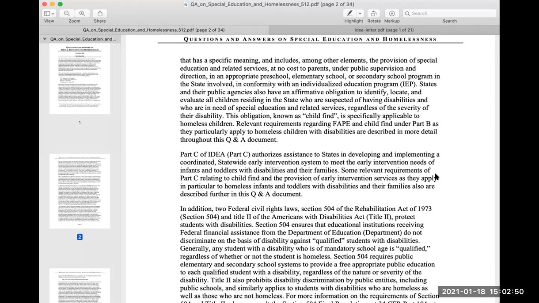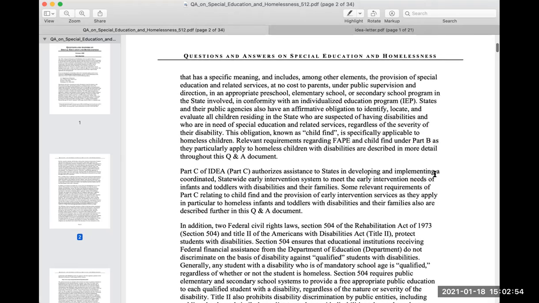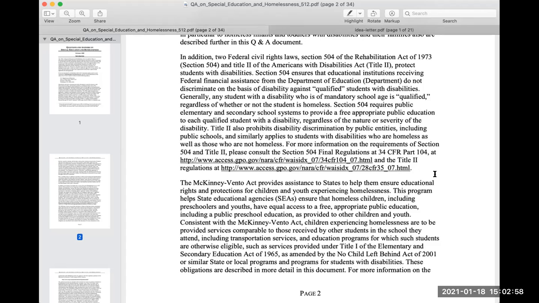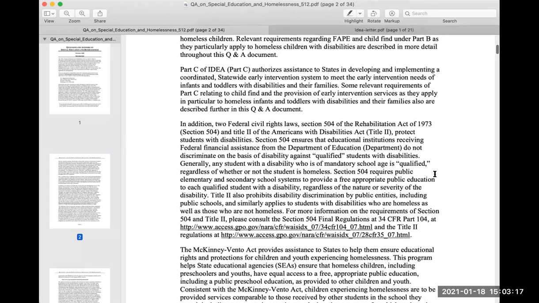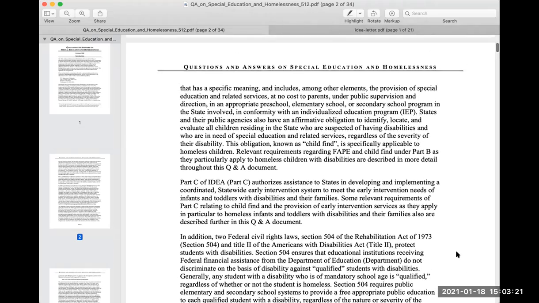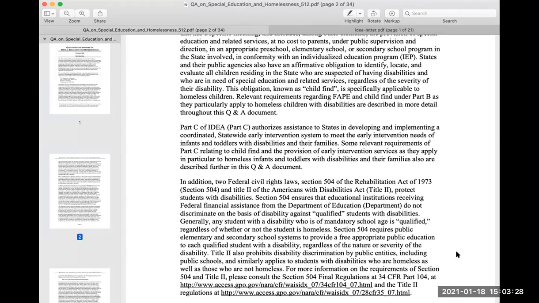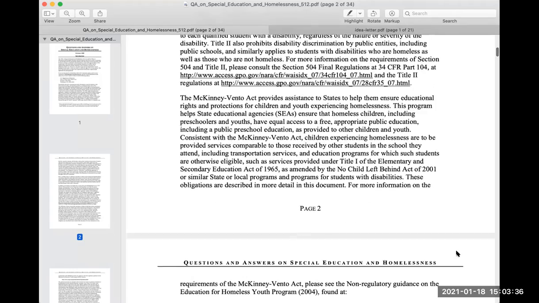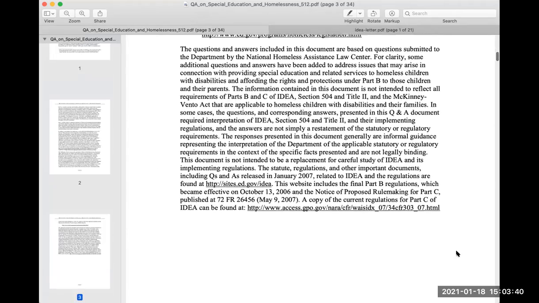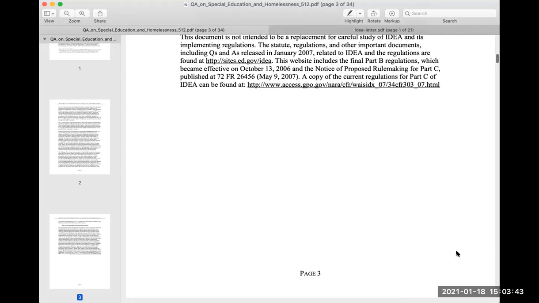The McKinney-Vento Act provides assistance to states to help them ensure educational rights and protections for children and youth experiencing homelessness. This program helps state educational agencies ensure that homeless children, including preschoolers and youths, have equal access to a free, appropriate public education, including a public preschool education, as provided to other children and youth. Consistent with the McKinney-Vento Act, children experiencing homelessness are to be provided services comparable to those received by other students in the school they attend, including transportation services and education programs for which such students are otherwise eligible, such as services provided under Title I of the Elementary and Secondary Education Act of 1965, as amended by the No Child Left Behind Act of 2001, or similar state or local programs and programs for students with disabilities. These obligations are described in more detail in this document.